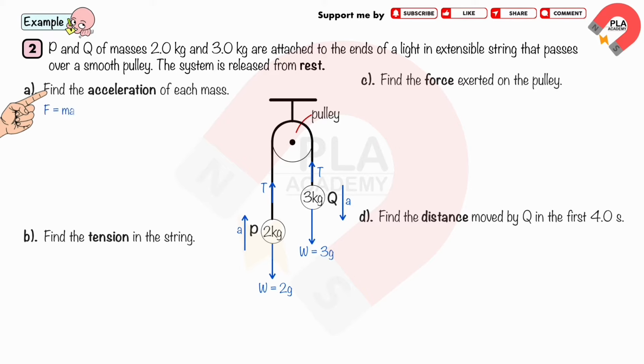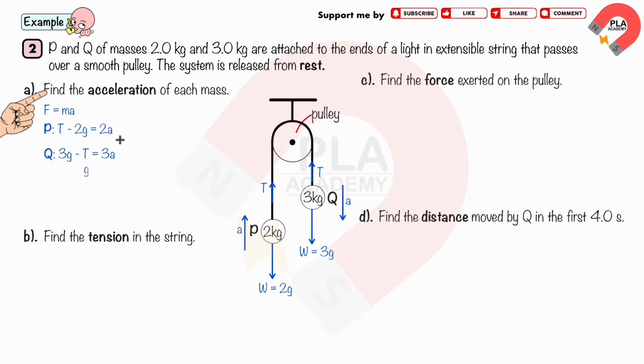We write the equation of motion for P and Q from the equation F equals ma. The resultant force F on P is upward due to its acceleration upward. The equation of motion of P is T minus 2g equals 2a. The resultant force F on Q is downward due to its acceleration downward. The equation of motion of Q is 3g minus T equals 3a.